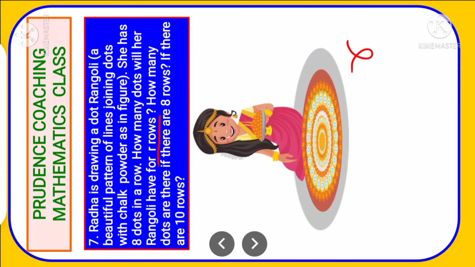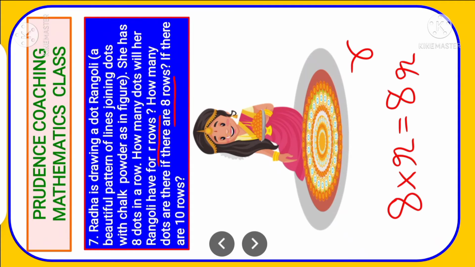So here the number of rows is r. According to the question, in each row 8 dots are there. So 8 dots into the number of rows, that is r. So 8r is the total number of dots in case the number of rows is r. Now if the number of rows is 8, then in each row we have 8 dots into how many rows do we have? That is 8 according to the question. So 64 will be the total number of dots.